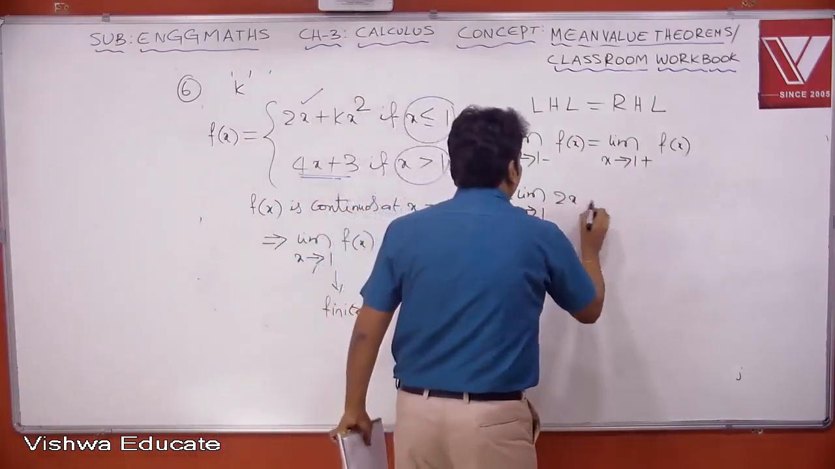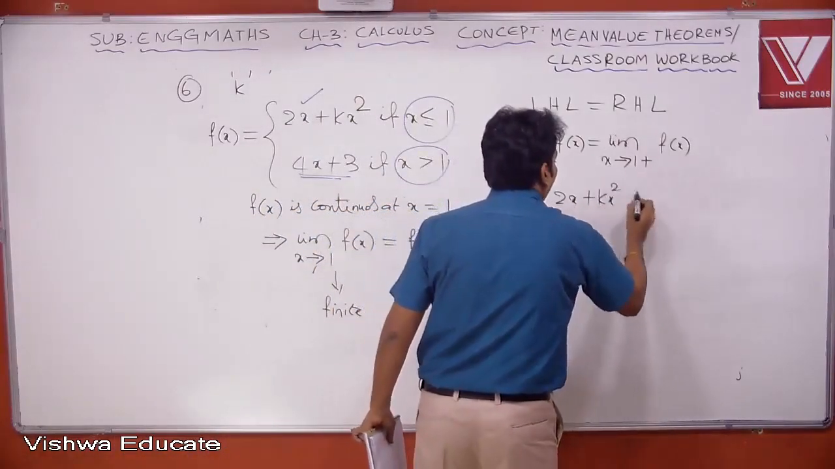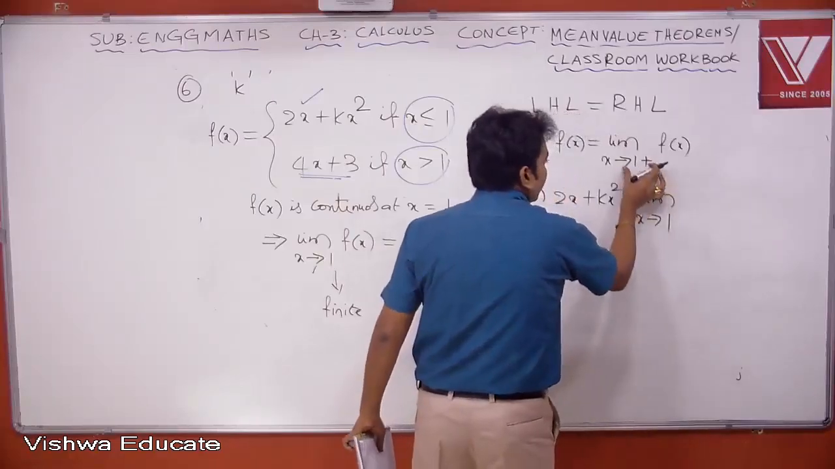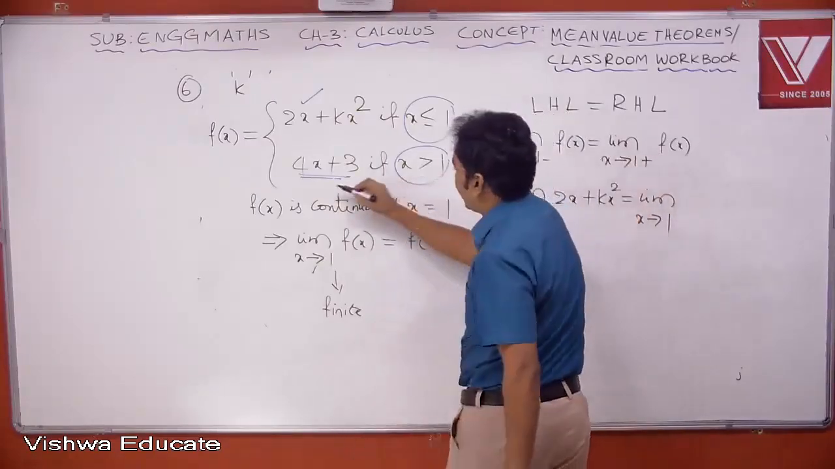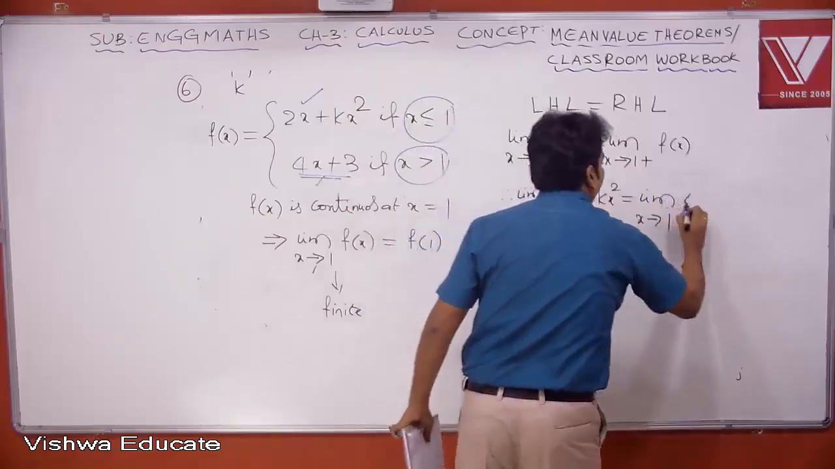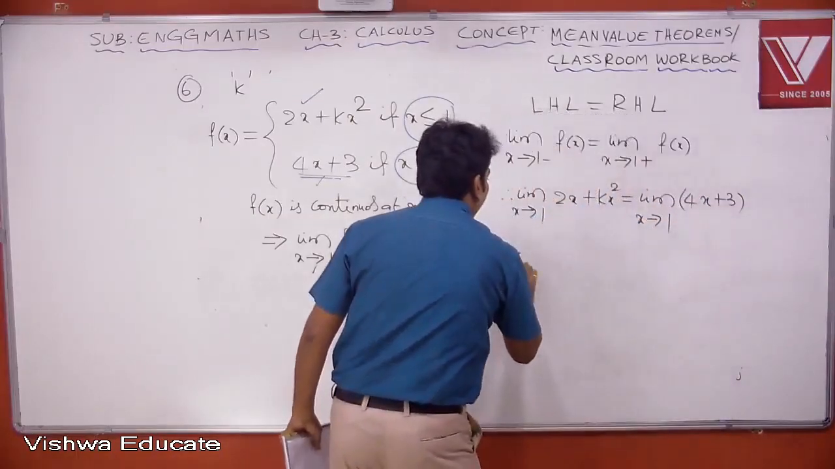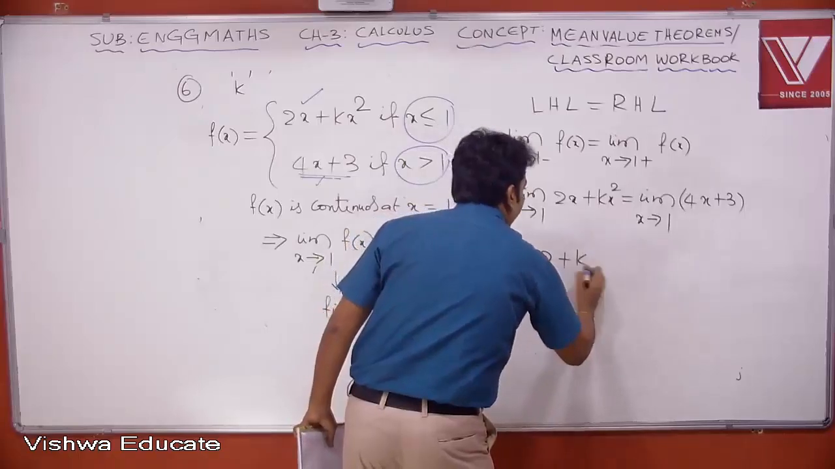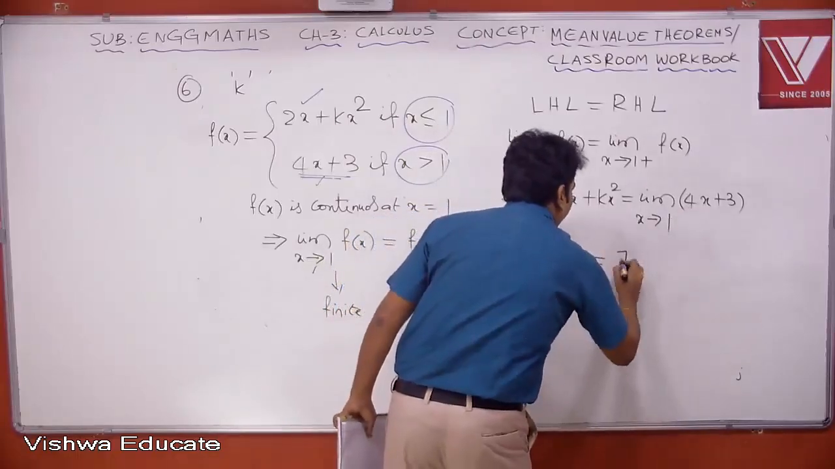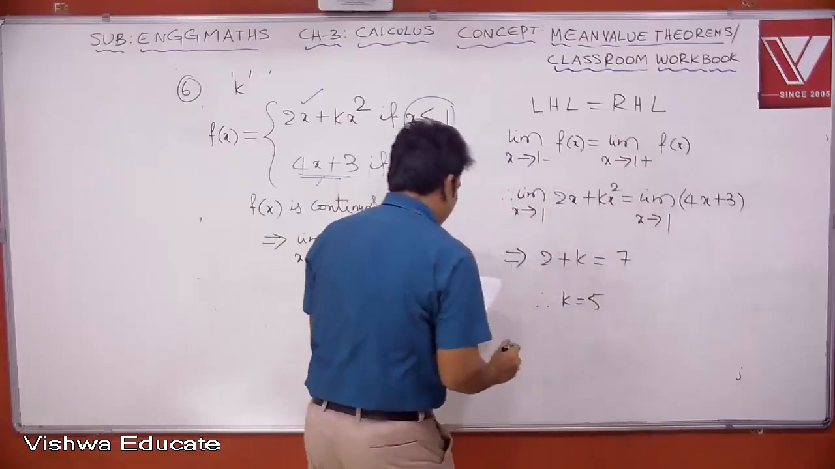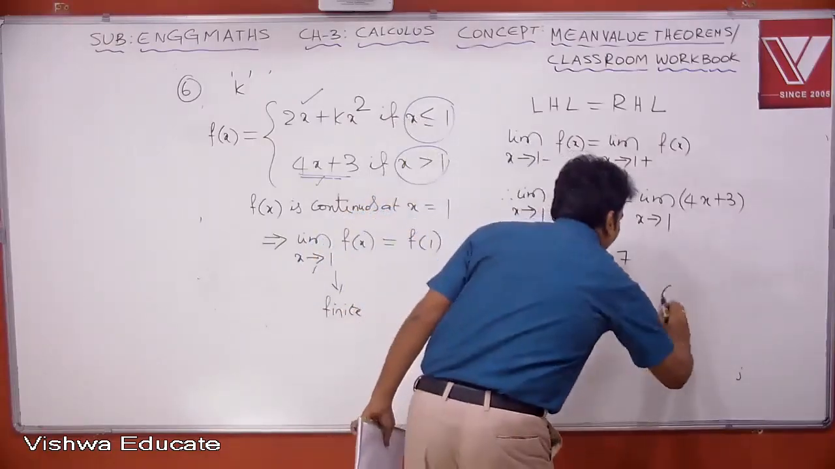So this is limit x tends to 1 of 2x plus kx square, equal to limit x tends to 1 plus, meaning x greater than 1, where this is the function, 4x plus 3. Now replace x by 1: we get 2 plus k equal to 7. Therefore, k equals 5. Therefore, option C is the right answer.